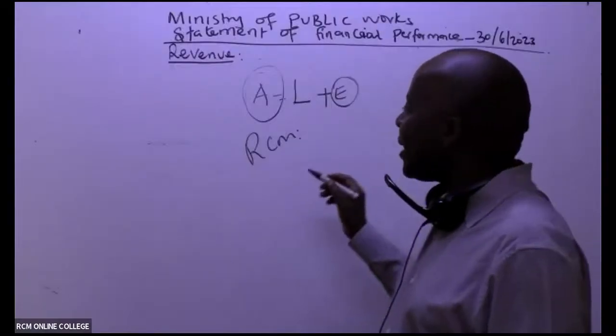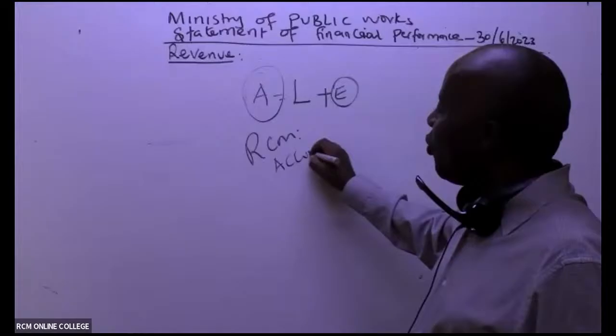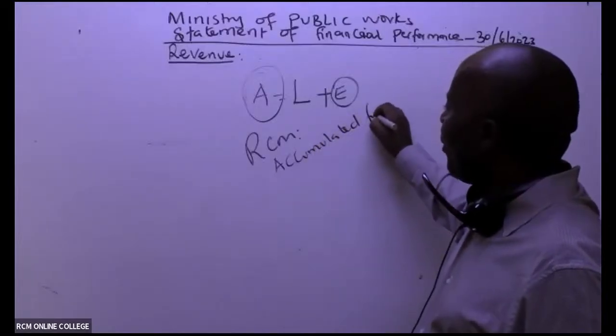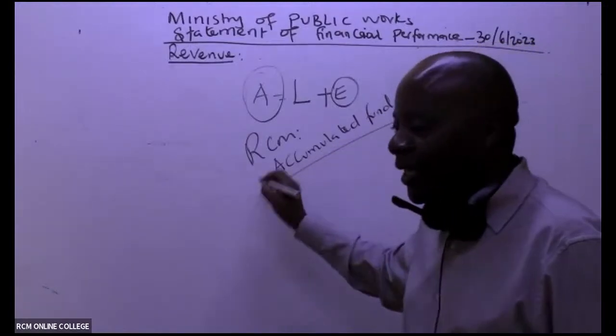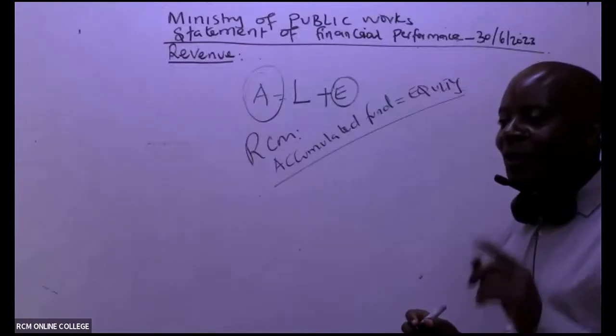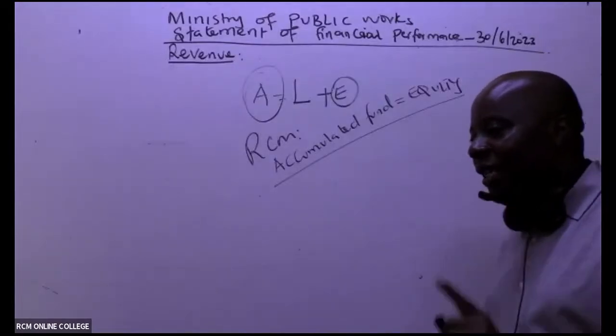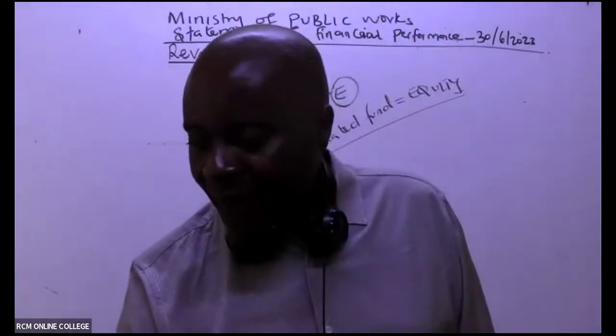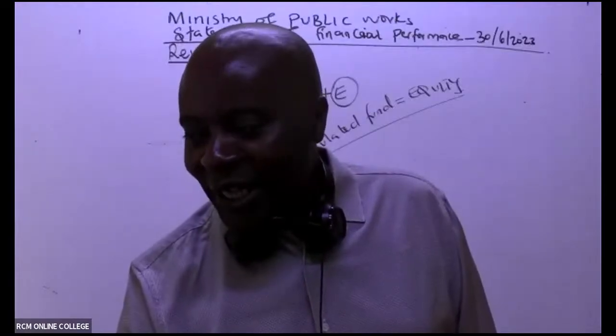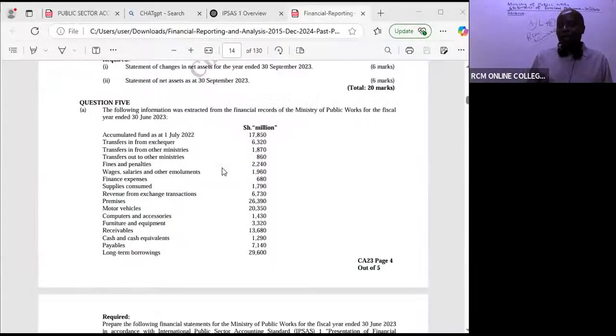And that is why, whenever you see this concept of accumulated fund, this will be the same as equity. So whenever you see accumulated fund, that is equity. So don't take that as a revenue, nor an expense. That is equity, and it shall go to our balance sheet equivalent, which is the statement of financial position. So please, I expect you to tick these things as we go on.